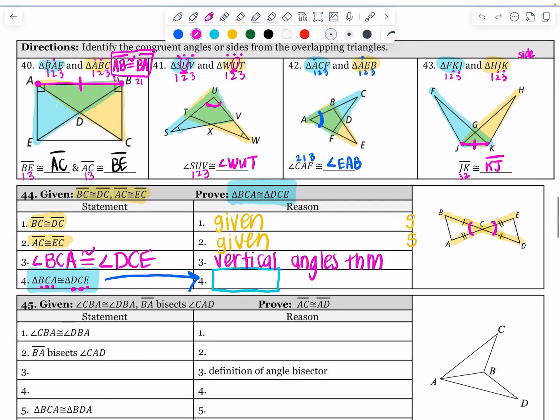Okay, but use that statement. You've got it there, you might as well use it. And so what shortcut is this going to be? We can already tell from our picture. That is going to be side, angle, side, proves that these triangles are congruent.